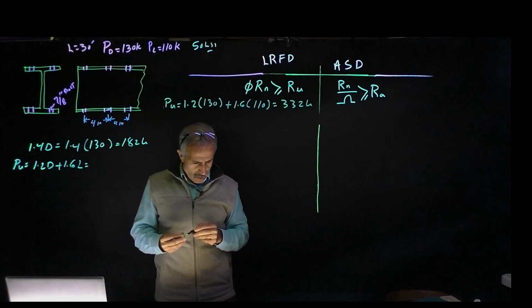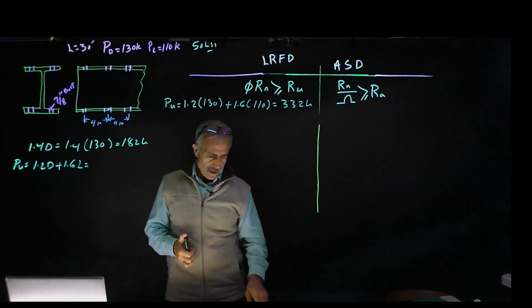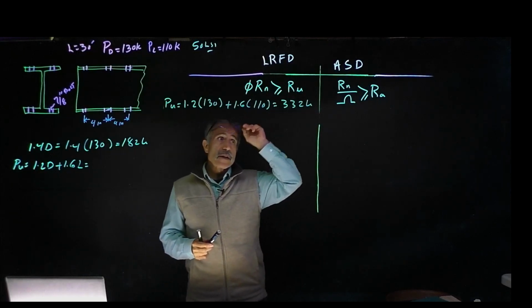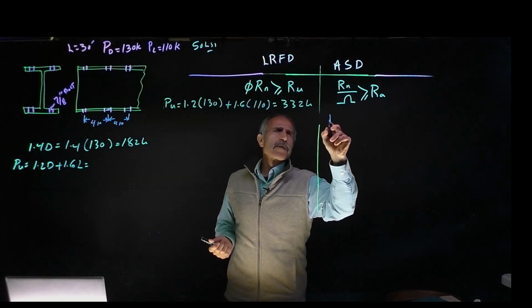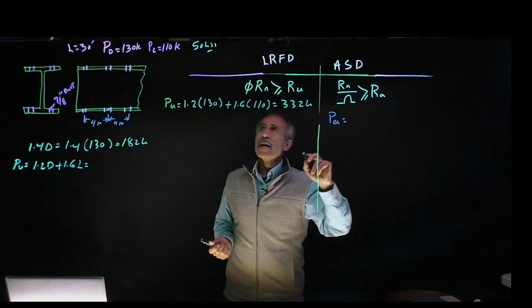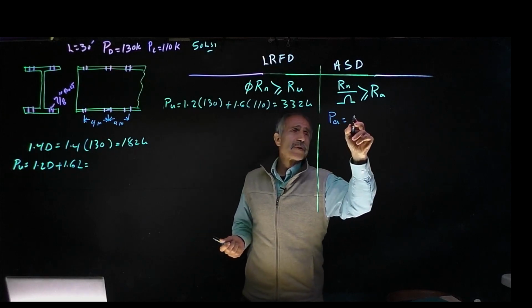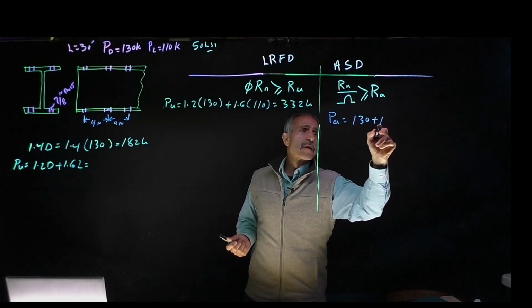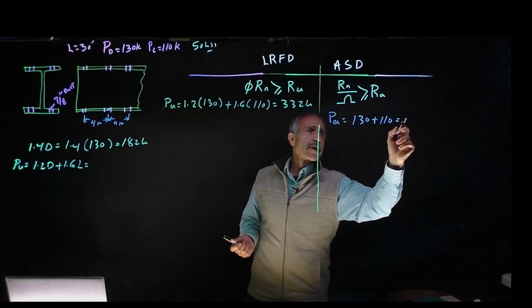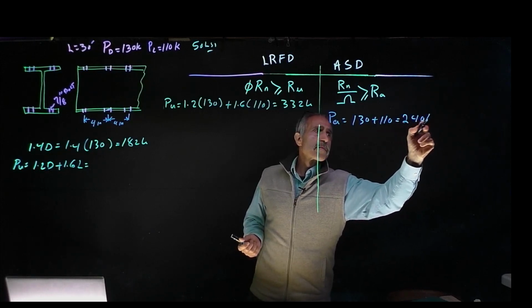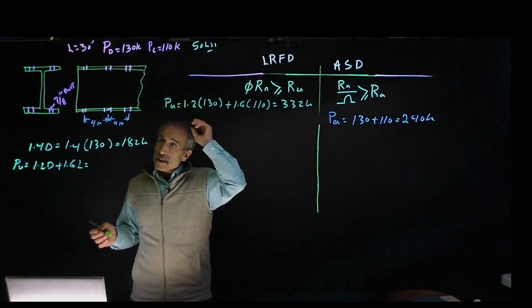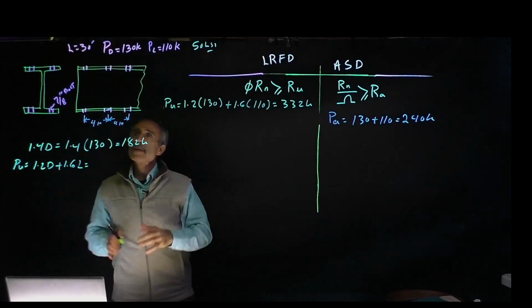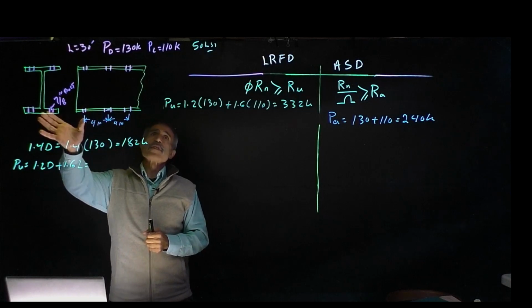Now let's do the same thing for ASD. It's basically both loads combined. We call that PA, and that is 110 plus 130, so 240 kips. There it is. Now from here, if you're an experienced designer, you already know you have a W12.